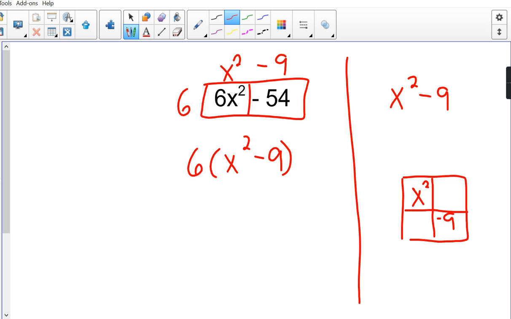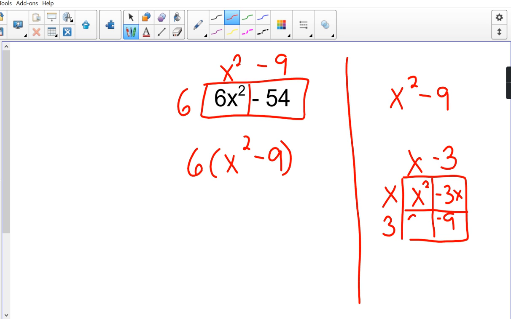So what would those values be? Well, x times x gets me x squared. And to get negative 9, I want to think in terms of a perfect square. What's a number I multiply by itself to get 9? That would be 3. But since I got negative 9, one of them is negative. So look what happens when we fill in those boxes. We multiply negative 3 times x, and we get a negative 3x.